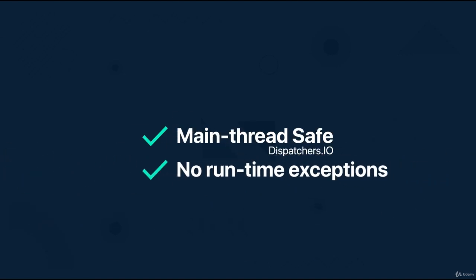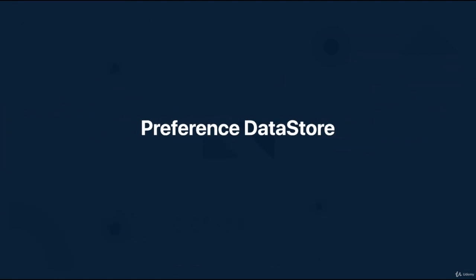Data store provides two different types of implementations to store the data. The first one is a preference data store. This uses key and value pairs to store the data, but it does not provide type safety. And the other one is a proto data store.